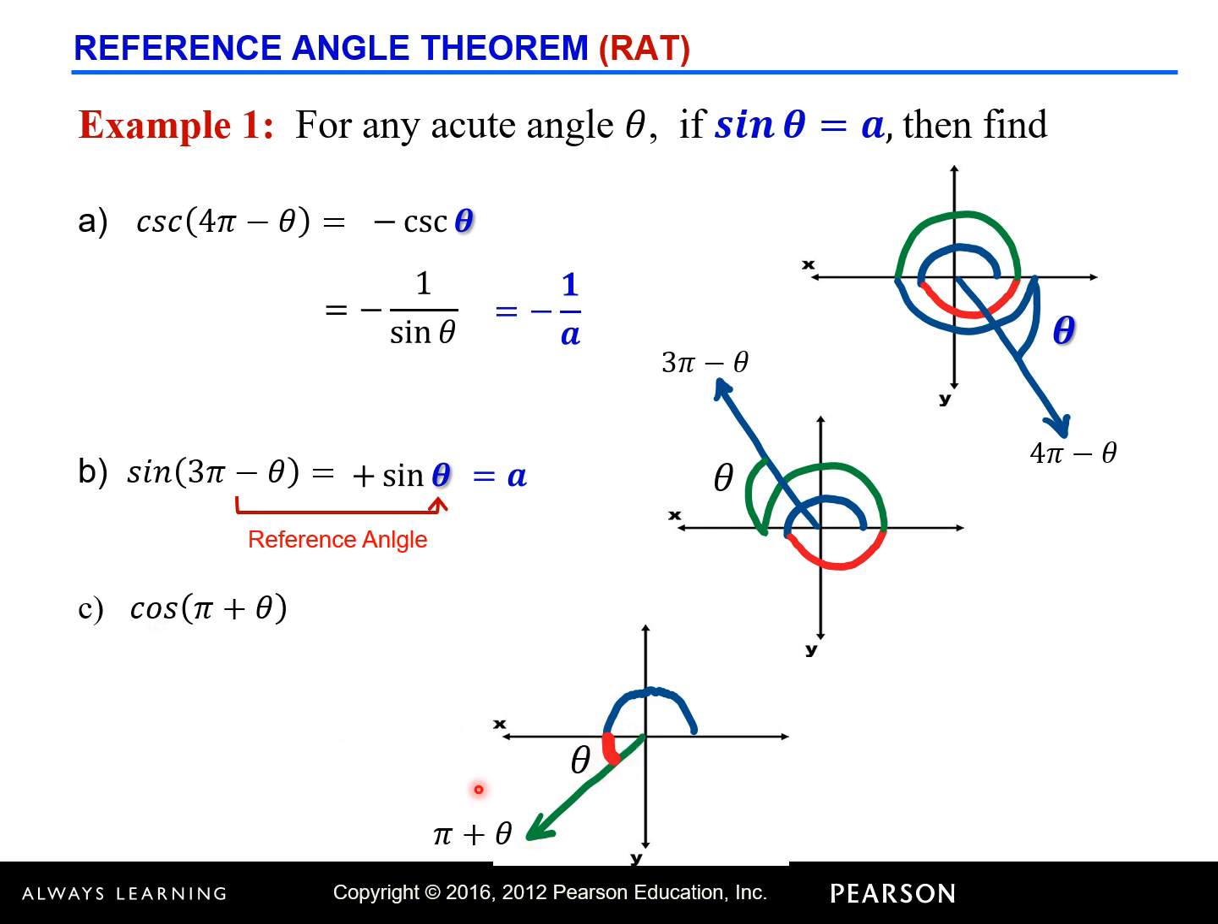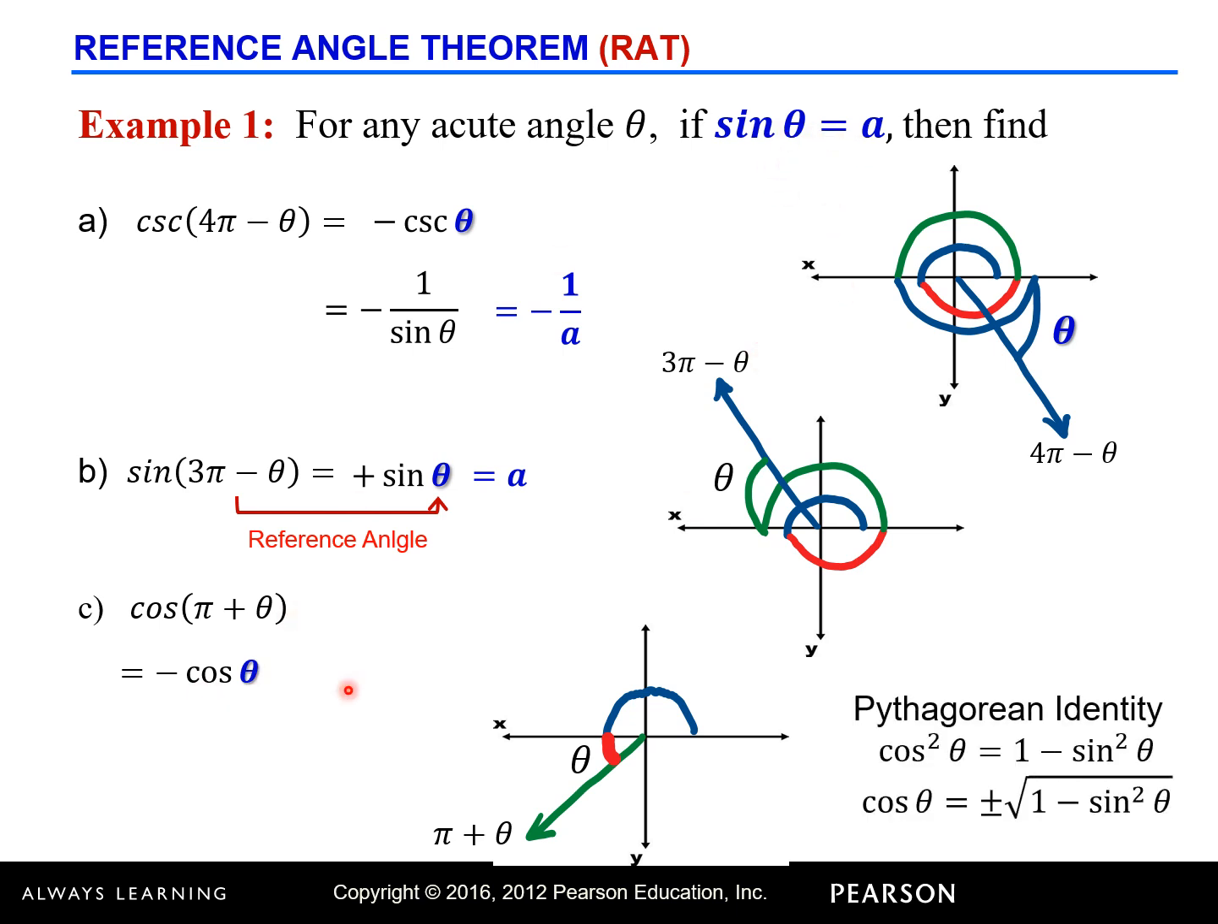Since pi plus theta is in the third quadrant, and the sign of cosine in the third quadrant is negative, this expression is equal to negative cosine of theta. This is theta because the reference angle of pi plus theta is theta. Now, cosine theta in relation to sine, we can use the Pythagorean identity, which is cosine squared theta is equal to 1 minus sine squared.